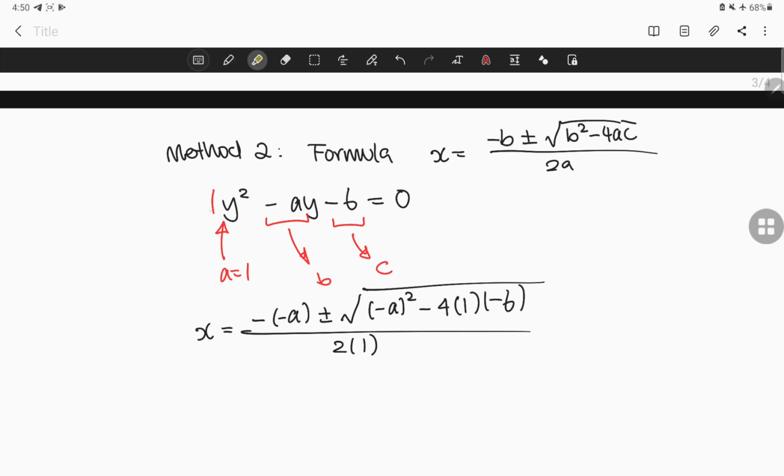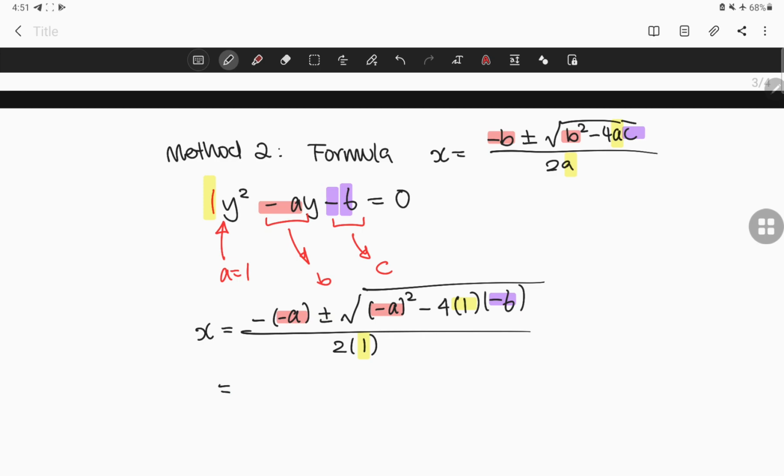So let me just reiterate again. A in this case is 1. That's why where a should be, I have replaced it with 1 here as well. And b in this case is equal to negative a, so all of this b has been replaced by negative a. And lastly, we have c. So c is negative 6. I replace it where c is supposed to be. This is b.